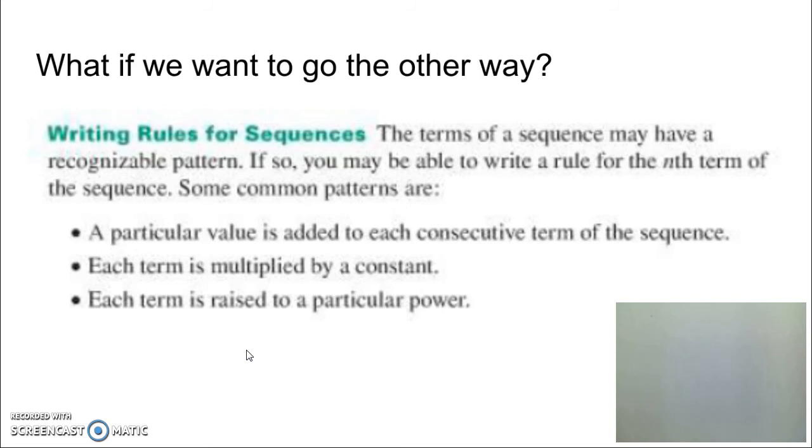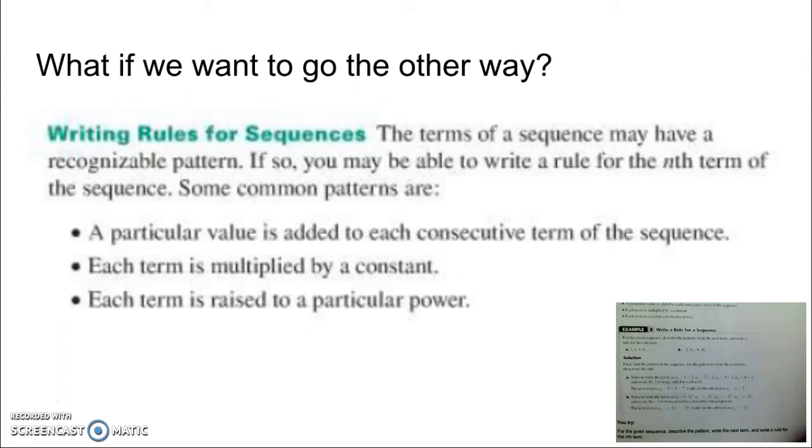So if we can use a rule to write the terms of a sequence, could we go the other way? Could we look at the terms of the sequence and come back to the rule? And yes, as long as we can recognize what the pattern is, it's very possible that we could write a rule for any term. So it's pretty easy probably to skip count 5 or 6 or maybe even 10 terms in, but if we needed the 25th term or the 100th term or the 1000th term, we probably wouldn't want to write all those out.